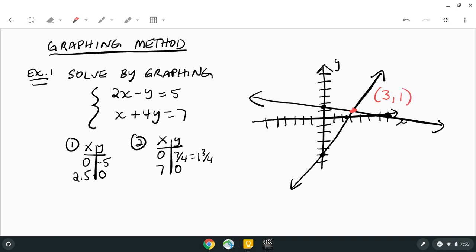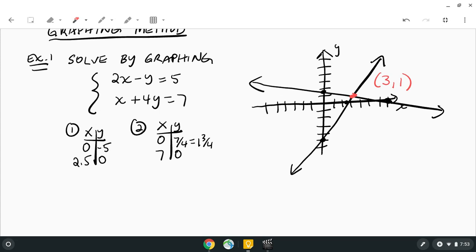Okay, which is why we prefer to have those algebraic methods, the substitution method and elimination method, because if you're graphing quickly like this and you're not using graph paper, you're doing everything by hand, is that really 3, 1 or is that 3.2, 1? So, but normally, if you're on a test and you get somewhere close to 3 and 1, that would be fine.